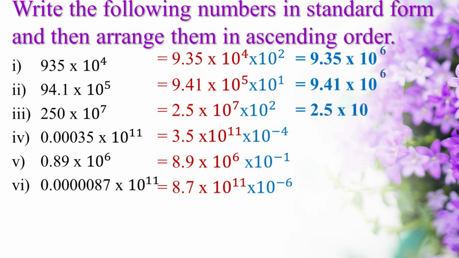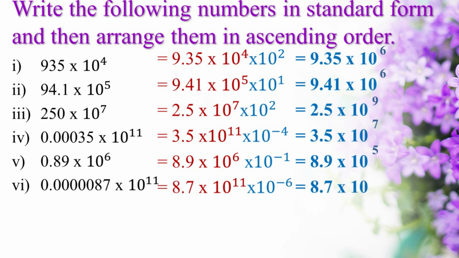For the next sum, 2.5 into 10 to the power 9, 7 plus 2 is 9. We have to add the powers. For this, 3.5 into 10 to the power 11 minus 4, we get 7, because one number is negative. You know very well the integer rules. Okay, for the next sum, 8.9 into 10 to the power 5, as we are subtracting 1 from 6. For the next, 8.7 into 10 to the power 5.